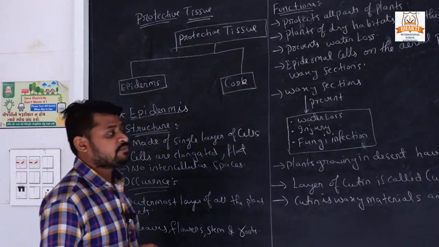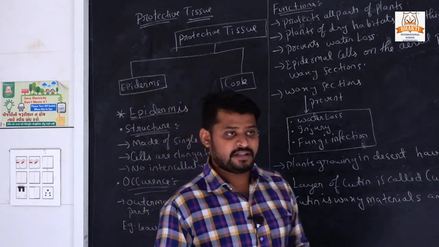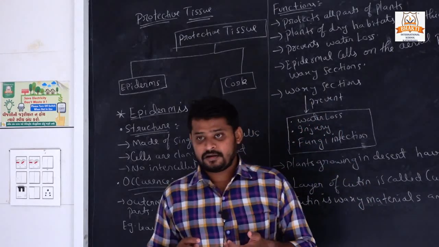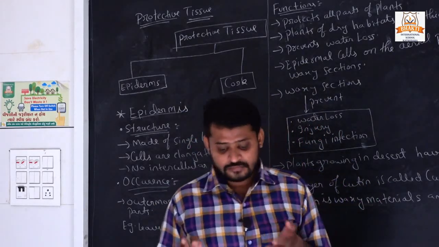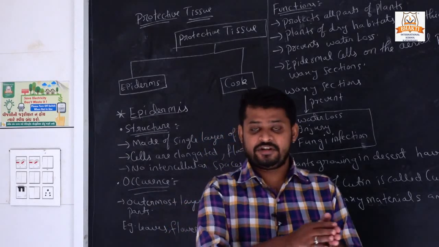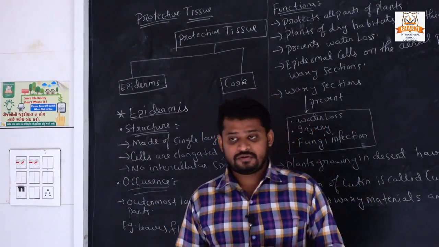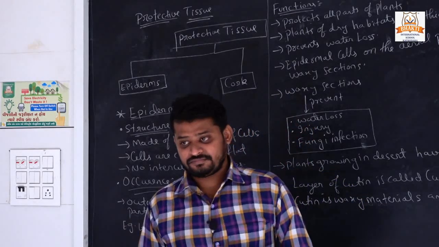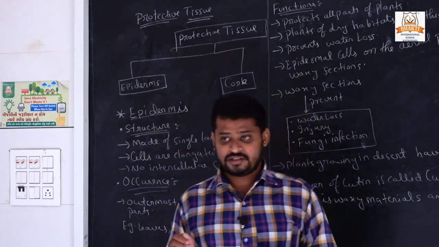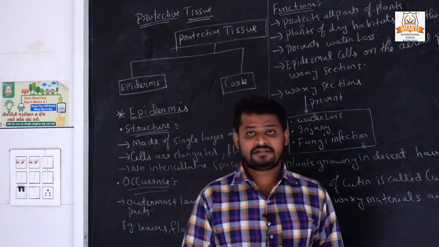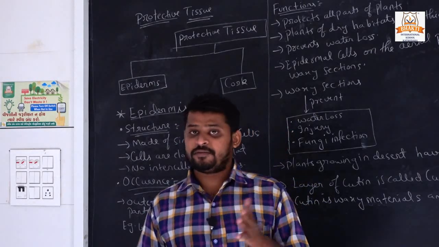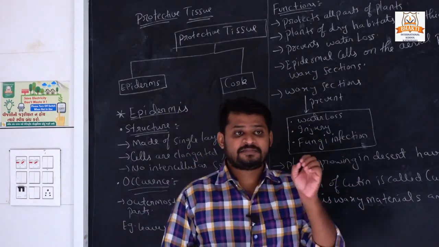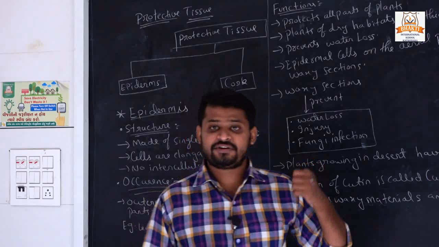What is epidermis? I will give you one example, then it will be clear. When summer, rainy season, or winter season comes, we go and sit in our houses, but plants don't have the ability to move from one place to another. So they have a special type of tissue, that is protective tissue.